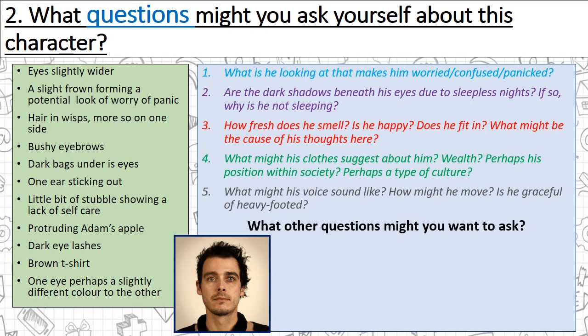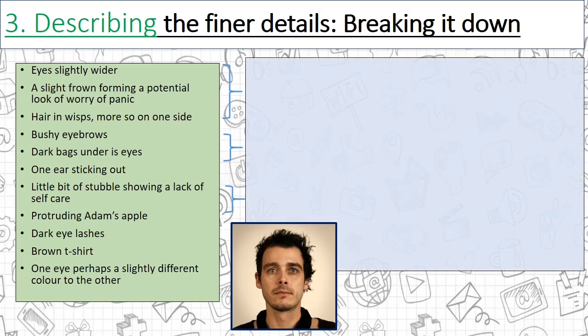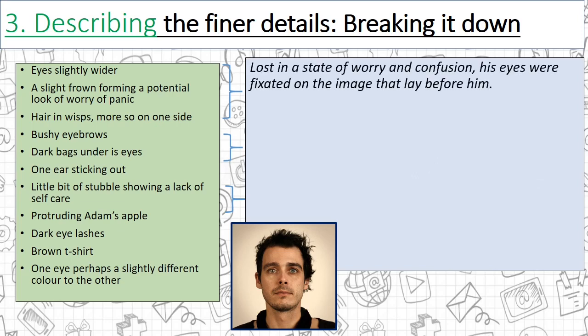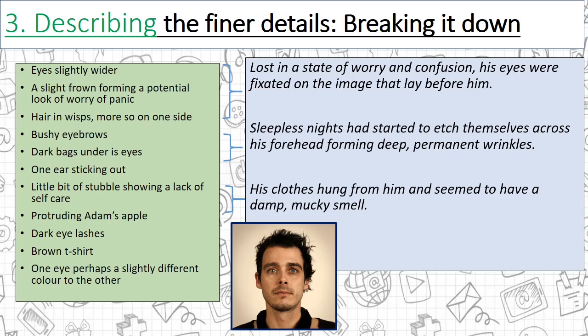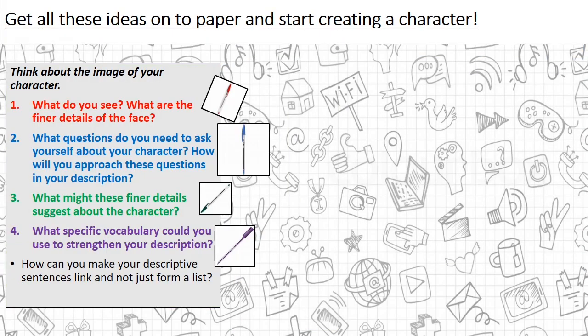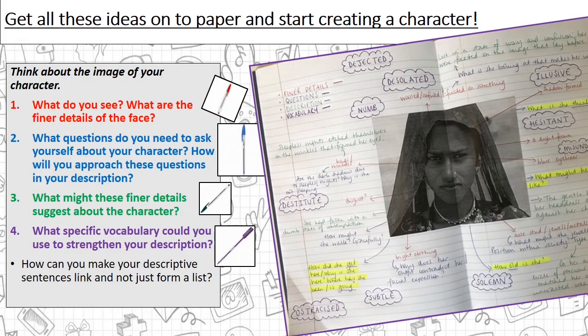All of these tiny questions that you might ask yourself then lead on to tiny little moments or perhaps descriptive sentences with all of those encapsulated within it. So I've taken a finer detail, I've thought about what that means about my character, and I try and form some kind of descriptive sentence based around that. How could you perhaps pop that onto paper?